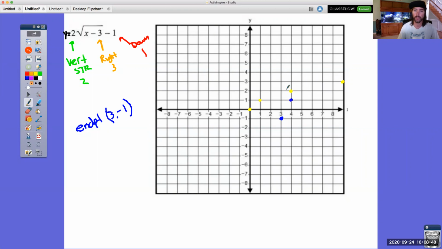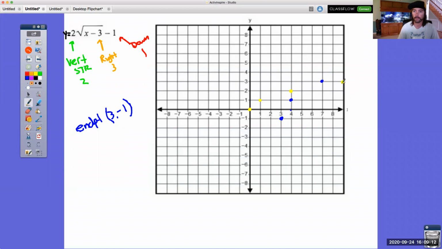Okay, watch my cursor. Look at the yellow one. Ignore that blue one right below it. That's the second point. Vertical stretch, the green one. It has a height of 2. Stretch it up to 4. Right 1, 2, 3, down 1.